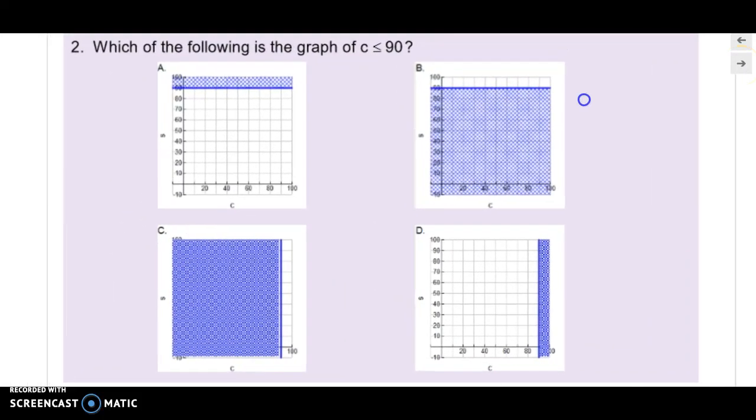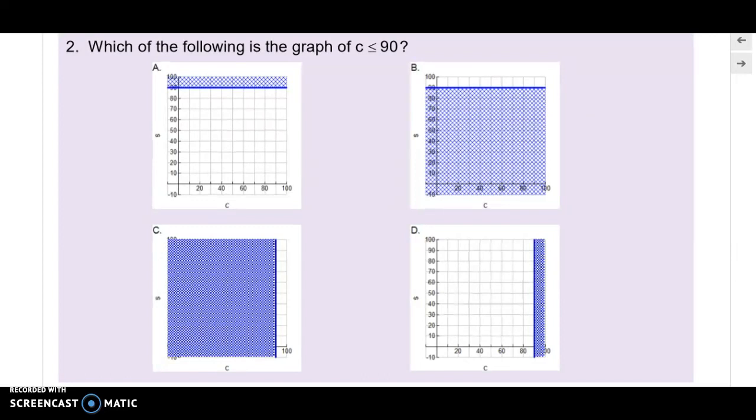This one's a little bit different here because now we've got C, which is our horizontal axis, as less than or equal to 90. Just like we talked about in a previous video, when we have a situation where we've got our horizontal coordinate listed out, that's going to provide us with a vertical line. And so I know because of that, A and B can't possibly work. So it's a matter of C or D.